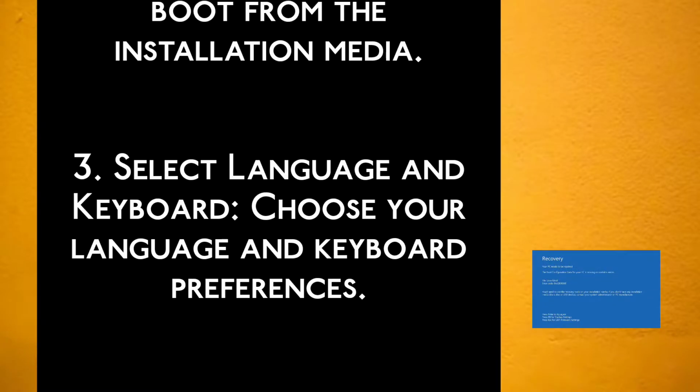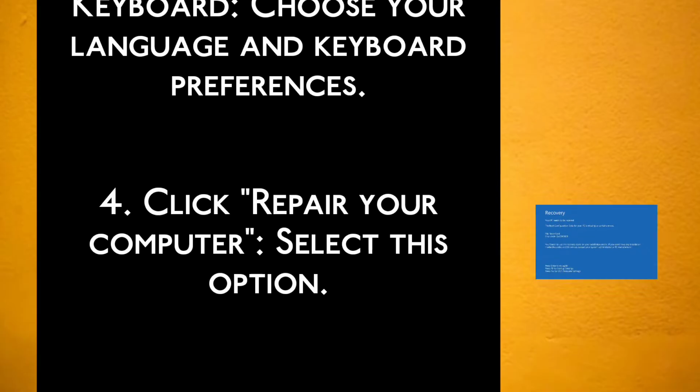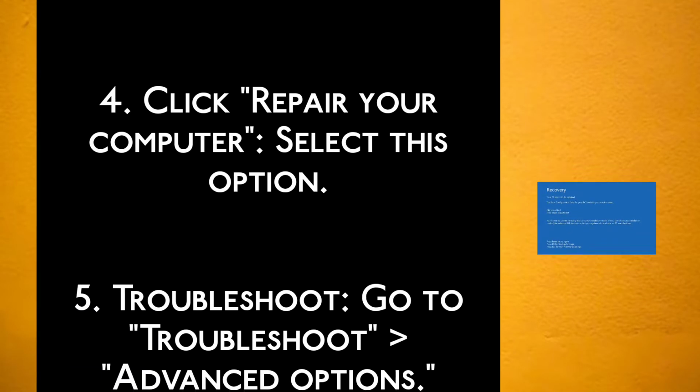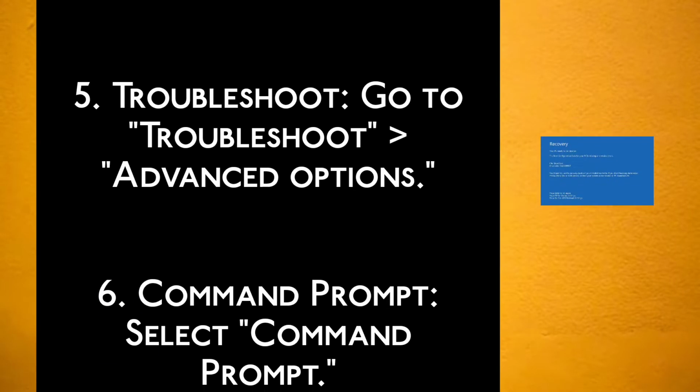Step 3. Select language and keyboard. Choose your language and keyboard preferences. Step 4. Click Repair your computer. Select this option. Step 5. Troubleshoot. Go to Troubleshoot, then Advanced Options.